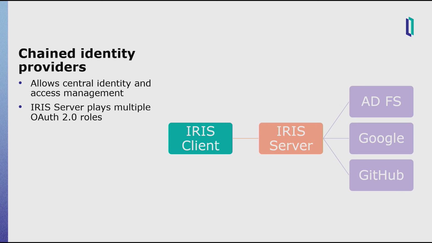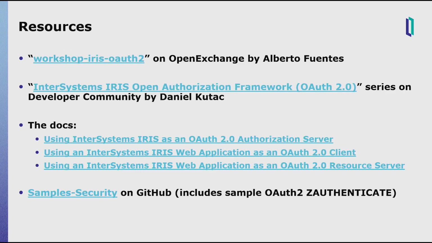Chained identity providers. Every one of my clients is going to connect to my one IRIS OAuth server. But that server also allows the user to authenticate with any of these other servers. So notice here that server in the middle is playing multiple roles. It's both the server for the client, but also the client for the other servers. So this provides the flexibility while also giving you a central database of all your users' identities. But the downside is it's a little more complicated to implement. All right, with that, I'll turn it back over to John Suho.